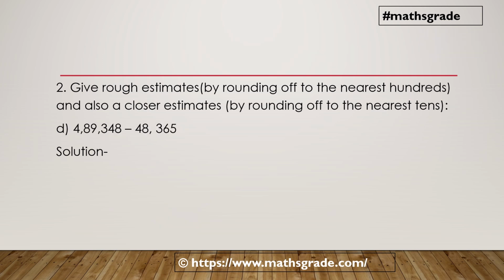Now question number 4, part D. 4,89,348 minus 48,365. Rounding off to the nearest 100, a rough estimate of this number, and also a closer estimate by rounding off to the nearest tens.